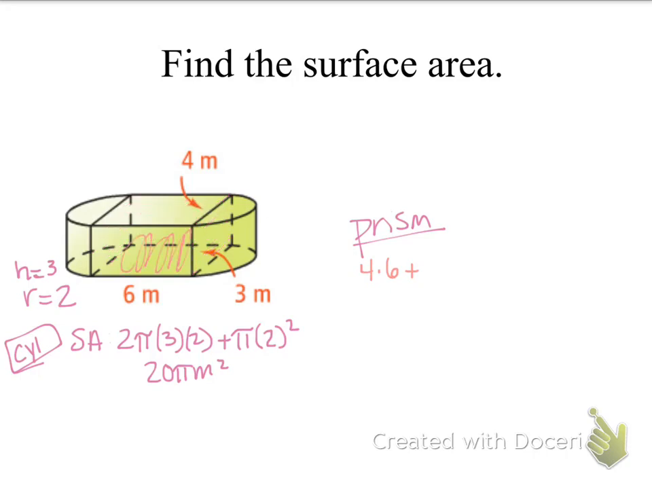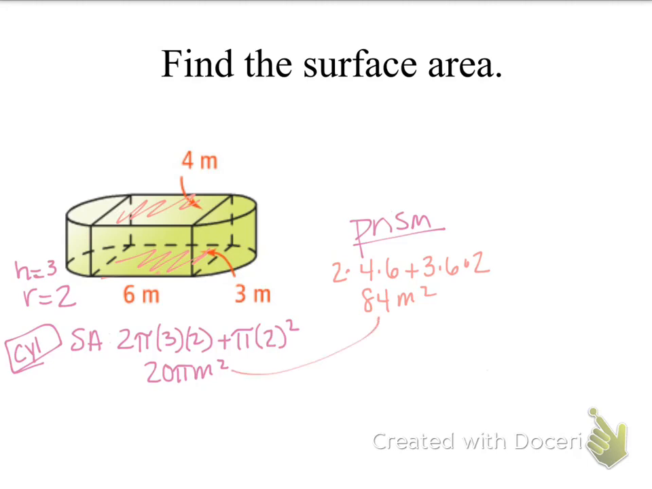Plus, if I want to do this front face here, so this one, I've got a 3 times 6. And I know that's going to match this back side, so I'm going to just do 2 of them. And then that top that I already did, that 4 times 6, right here, is going to match that bottom. So I'm going to times it by 2 as well, because there's 2 of them. So my total is going to be 84 meters squared.